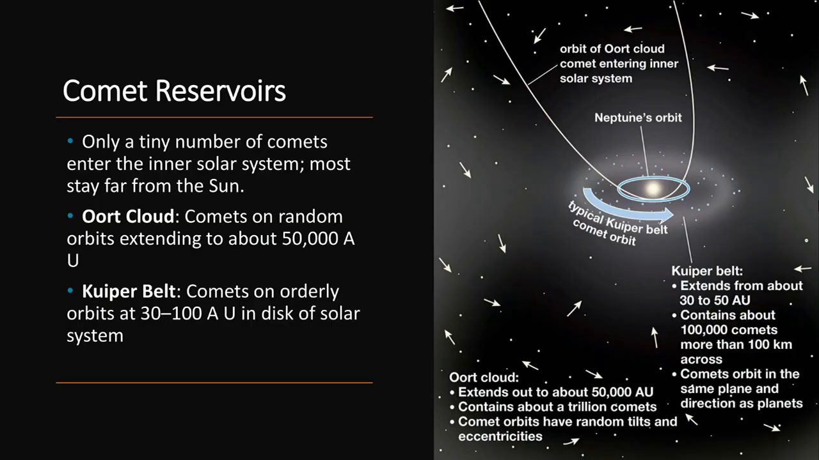So the Kuiper belt is 30 to 50 times farther away from the sun than the Earth is. There's tens of thousands of comets there. But then in the Oort cloud, which is 50,000 times farther away from the sun than the Earth is, you've got trillions of comets with all kinds of random orbits and different kinds of eccentricities.